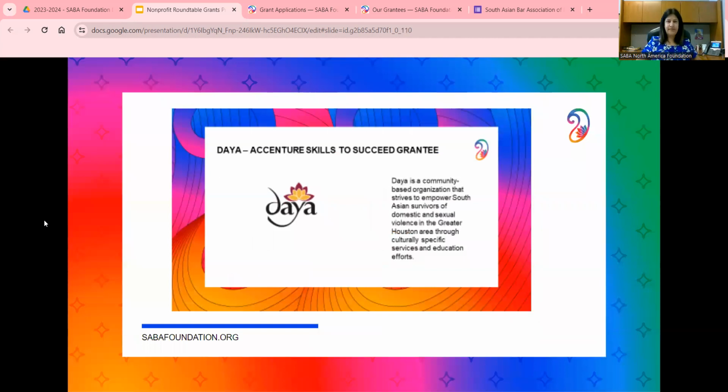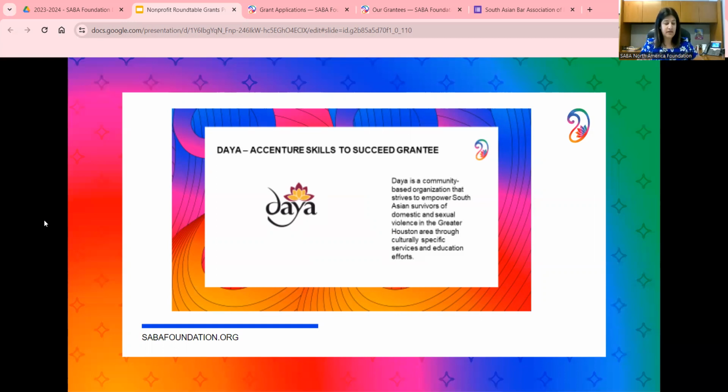So a little bit of information first about Daya, who won the Accenture Skills to Succeed grant. Daya is a community-based organization that strives to empower South Asian survivors of domestic and sexual violence in the greater Houston area through culturally specific services and education efforts. They presented in their grant application that in 2022, they served 640 clients of varying citizenship statuses, gender identities, religions, and sexual orientations, as well as survivors of all income levels.